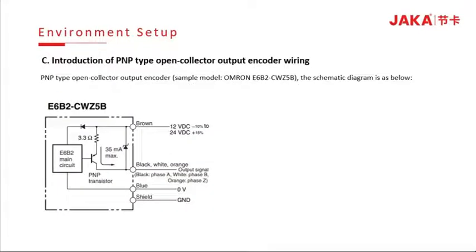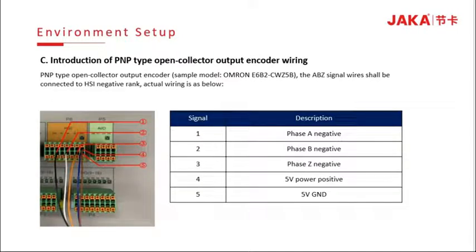The third type, PNP type open collector output encoder. The PNP type open collector output encoder, the schematic diagram is as below. Pin 1, 2, 3 are for phase A, B, and Z negative connection. Pin 4 and 5 are for 5-volt power supply connection.